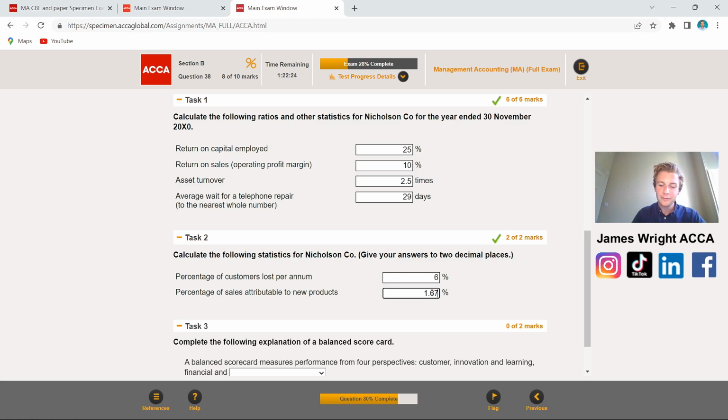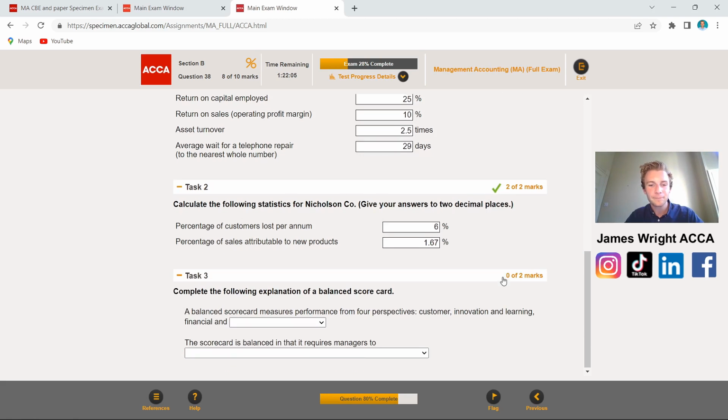Now for your benefit on here, the ACCA marker is actually a bit lenient on this. I had a look at the actual examiner's report, and they will allow for this 1.66 as well. But stay focused on the wording, work it out correctly with the right amount of zeros. But if it was me in the exam, I'd stick to what they're asking for, 2 decimal places on there.